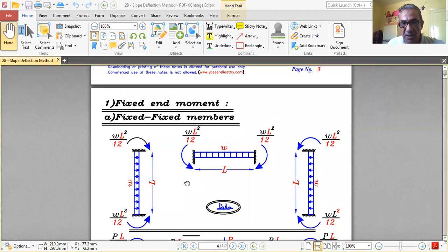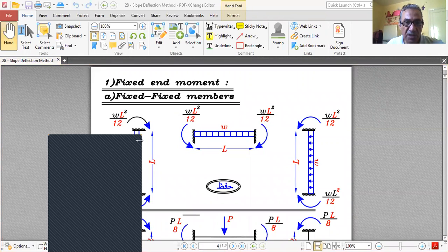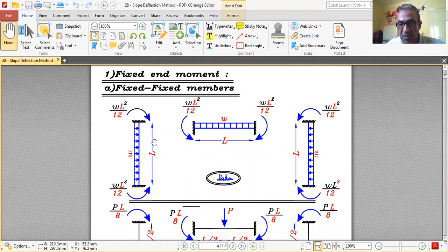So we have these different diagrams to calculate fixed end moments. So we have fixed members, either a column or a beam. The loading could be to the right or to the left. For a beam, the load is usually down. So we have length L of the member and the load is W per meter run, and this is a fixed beam or column. So there are two fixes at the ends of the member. So what is the fixed end moment? It's WL square over 12.